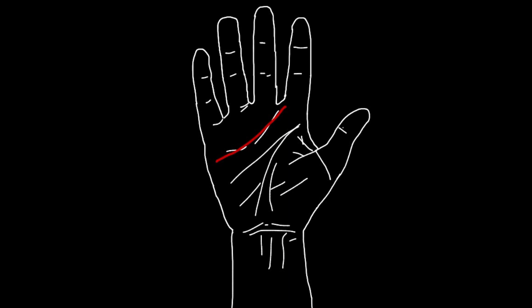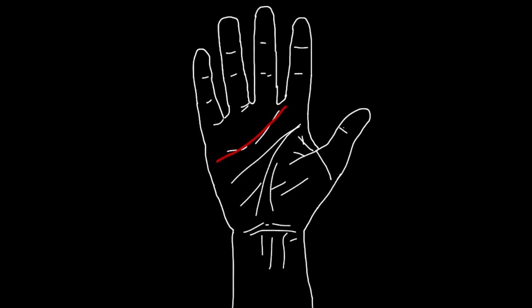If your heart line is just straight across, you may be more of a stoic person. You may tend to be quieter, or just quieter about your emotions at least, and you may tend to have a hard time expressing those.